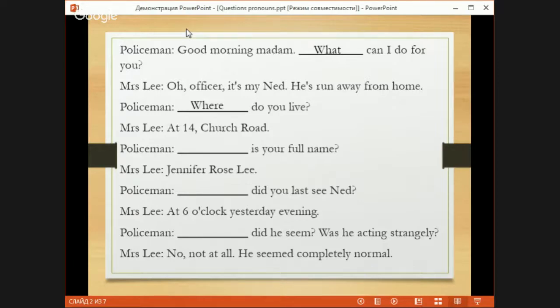Where do you live? At 14 Church Road. What is your full name? Jennifer Rose Lee. When did you last see Ned? At 6 o'clock yesterday evening. How did he seem? Was he acting strangely? No, not at all. He seemed completely normal.